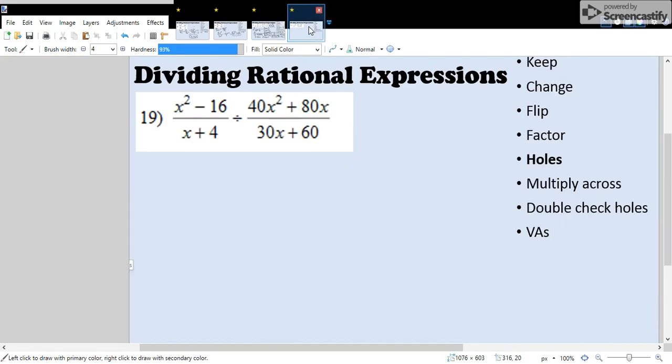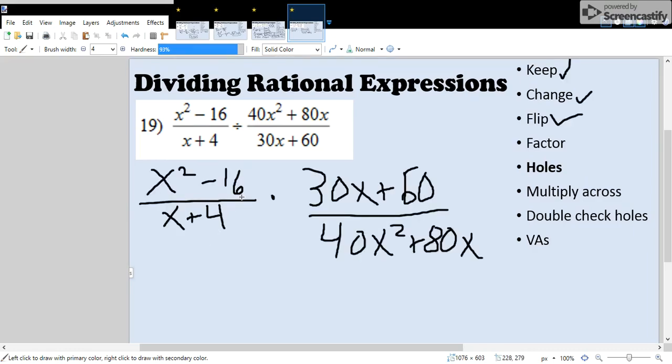Okay, let's do the last one. Okay, see if you could keep, change, and flip it. So pause the video, see if you could do that right now. Okay, here's our setup, keep, change, flip. So now it's a multiplying rational expression problem. Now go ahead, pause the video, see if you can factor these out. I will say one thing about the x squared minus 16. You're going to use difference of squares to factor it out the fastest.